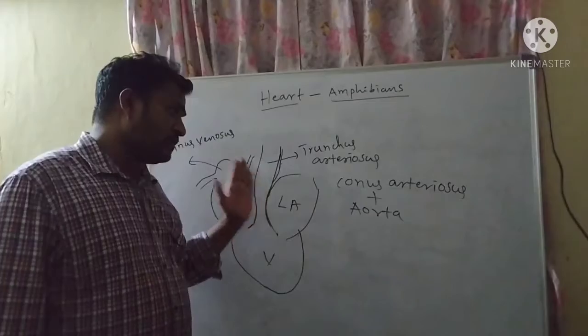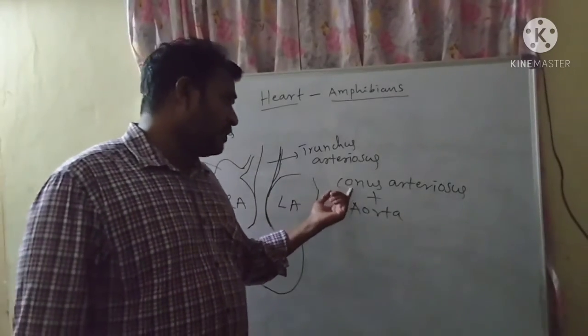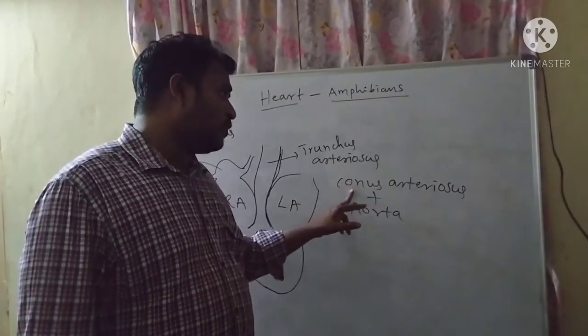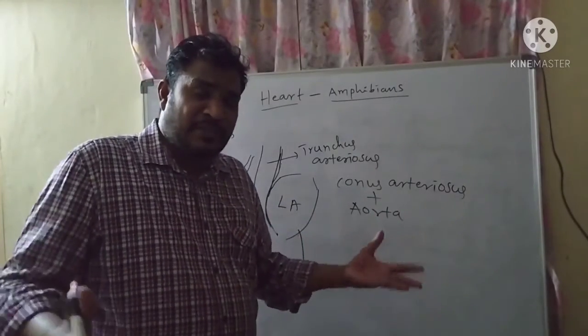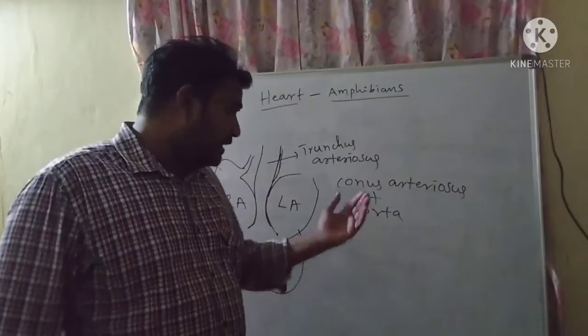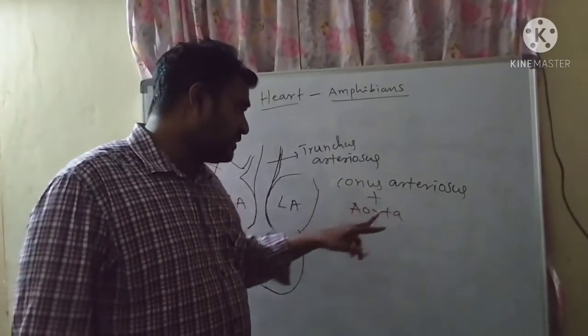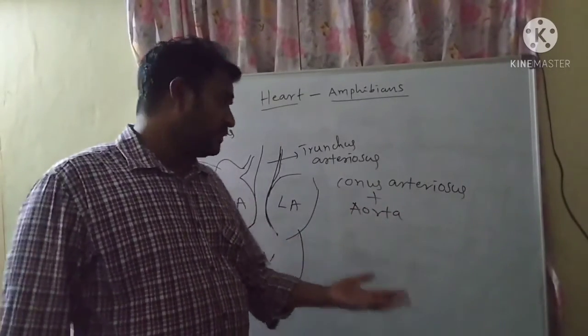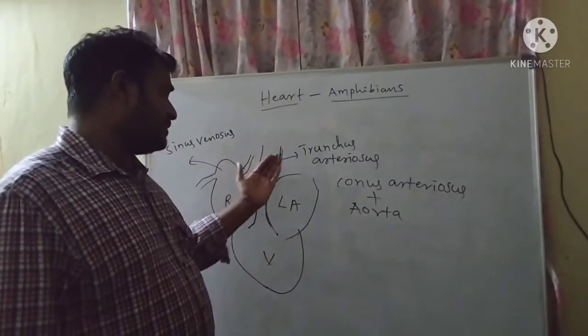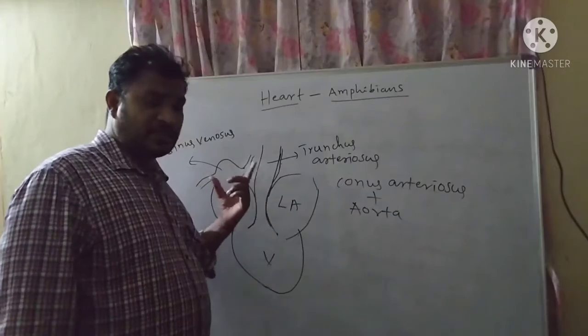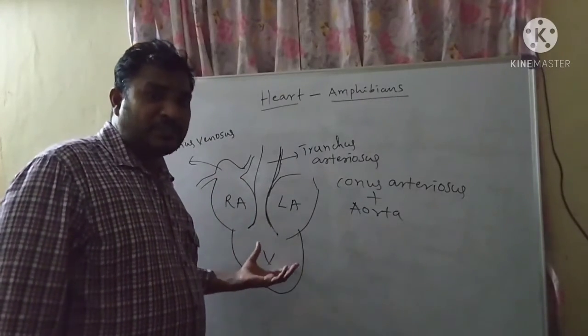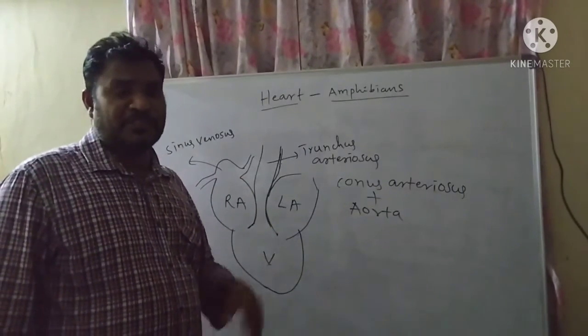This truncus arteriosus is formed by the fusion of two structures: conus arteriosus and aorta. These two structures are separated from each other in the heart of the fishes. But in the amphibians, the conus arteriosus and aorta are united together. They form a single branch, called truncus arteriosus. This truncus arteriosus transports the mixed blood to the body parts.